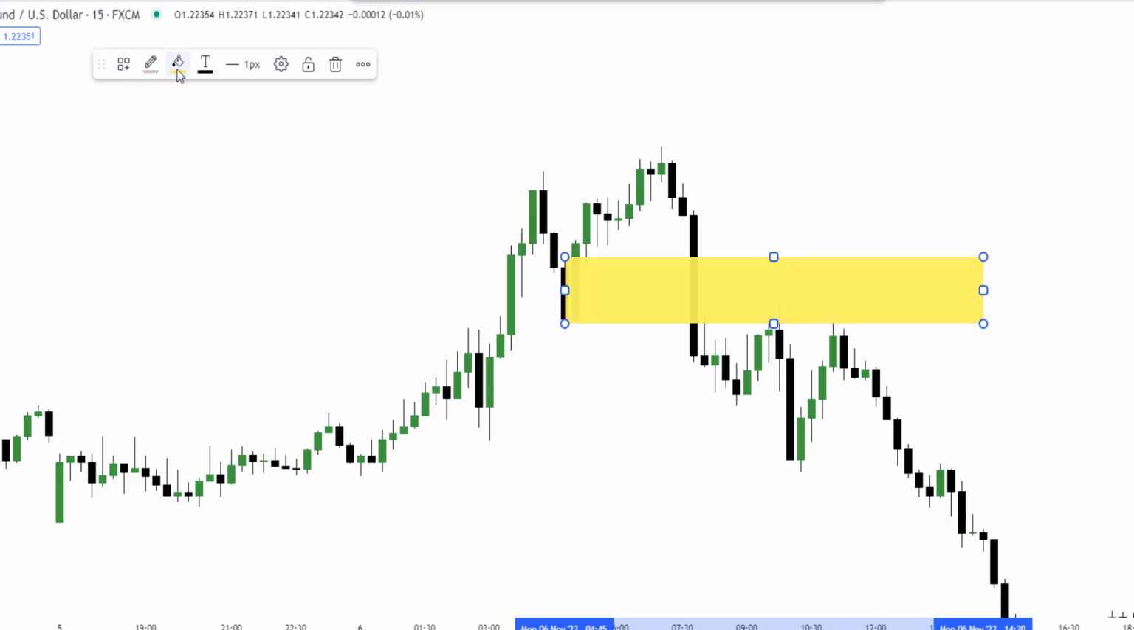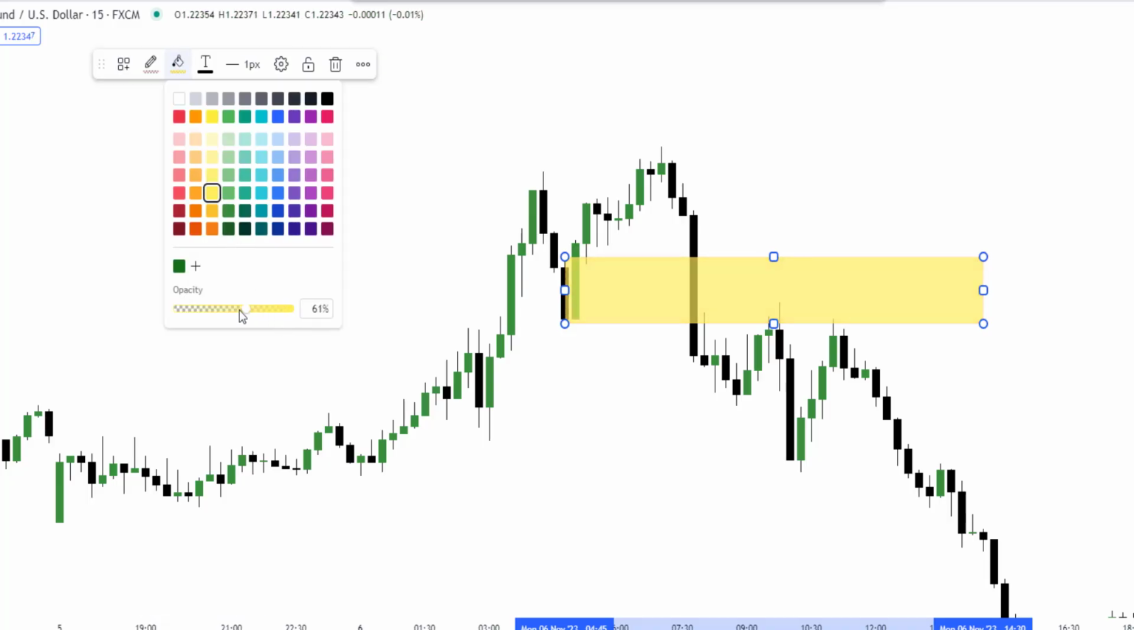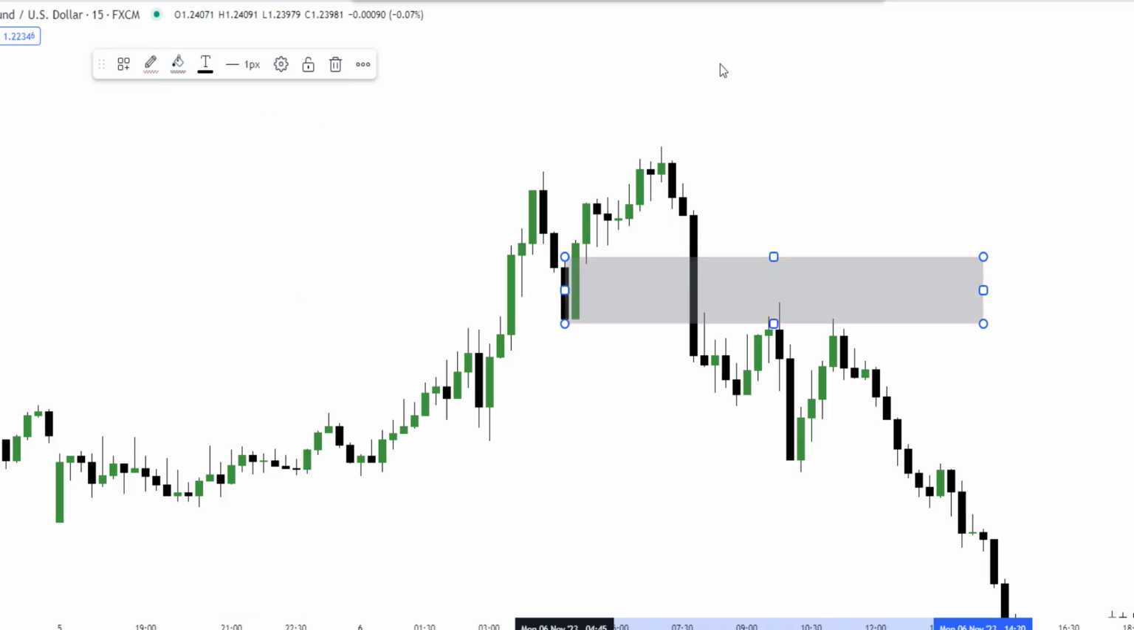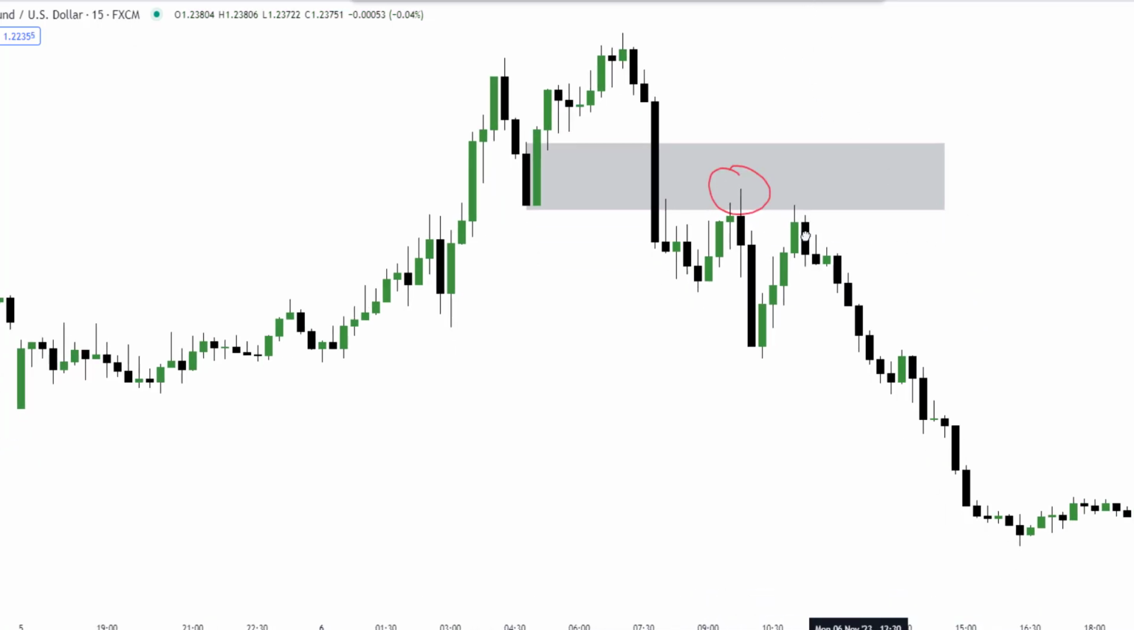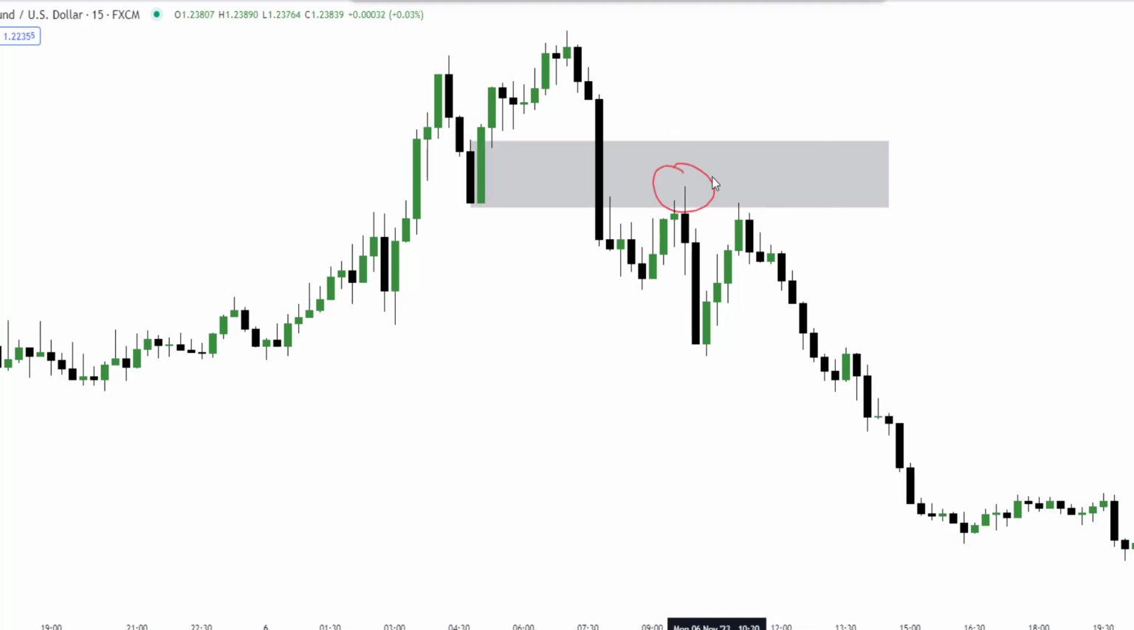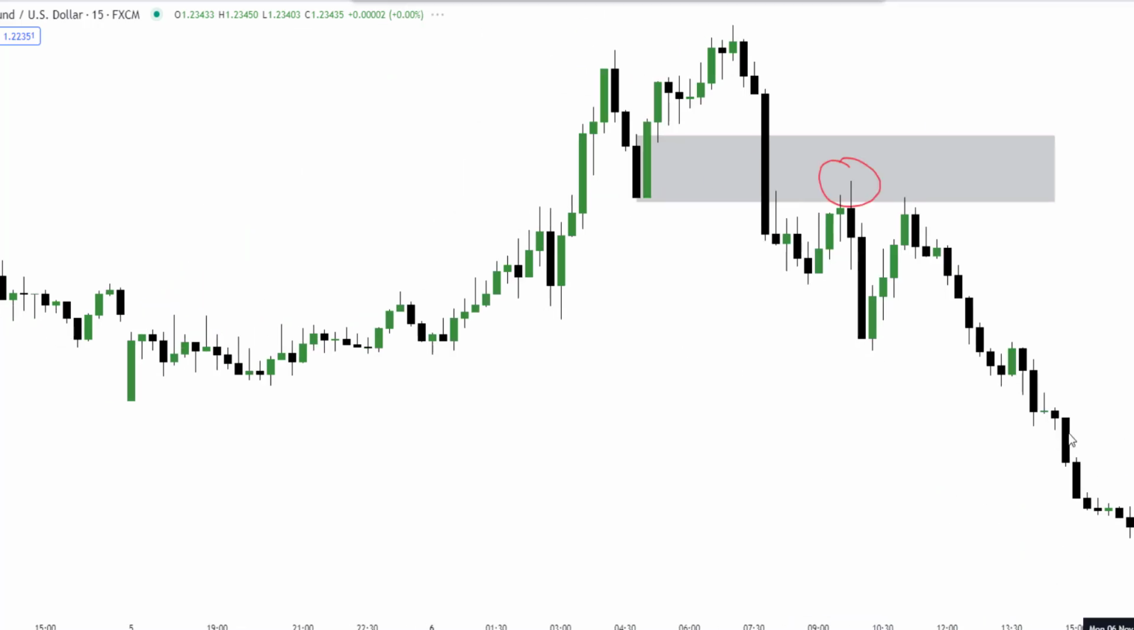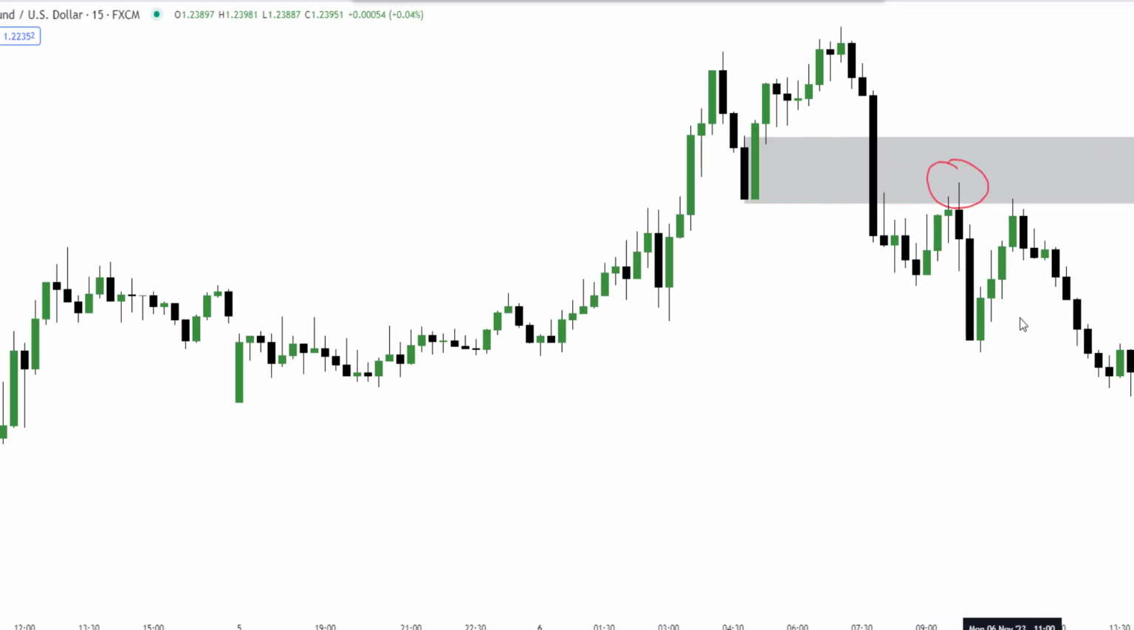So let me just adjust this and make it more transparent for everyone to see. All right, so this is a bearish breaker. So as soon as price touches it, that is where we expect price to go bearish. And look at what happened after price touched that. Price crashed, coming back to touch it again, crashing down completely. So that is how a breaker is. Let me show you another example.